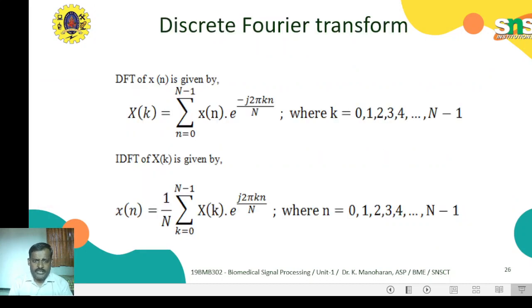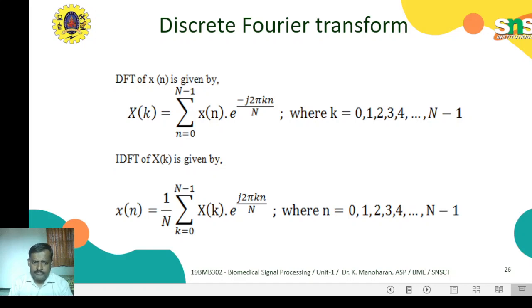The formula for the DFT computation is: X of k equals summation of n equal to 0 to N minus 1, x of n into e power minus j 2 pi k n divided by N, where k should be calculated from 0, 1, 2, up to N minus 1. Here the e power term is called the twiddle factor, x of n is the input time domain signal, and X of k is the frequency domain output.